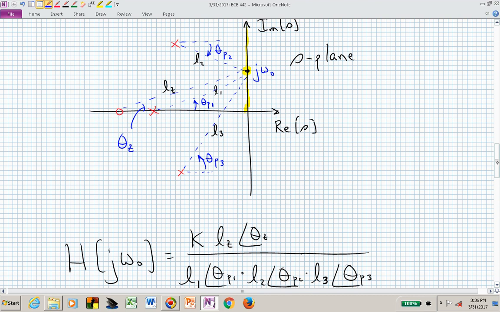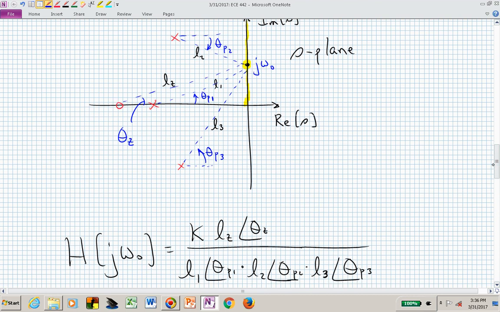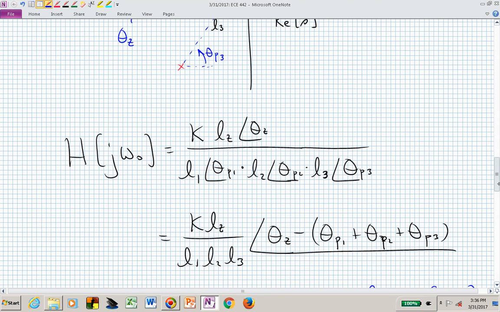or pole-zero representation of the transfer function. That would be the K, but everything else we could measure graphically from this diagram and then compute how the magnitude is influenced by these distances, K·Lz over L1, L2, L3, and the angle is just the algebraic sum of the angles contributed by the zeros. In this case, we had 1 zero, θz, and we subtract all of the angles in the denominator, which correspond to poles, which gives us our minus quantity, θp1 plus θp2 plus θp3.